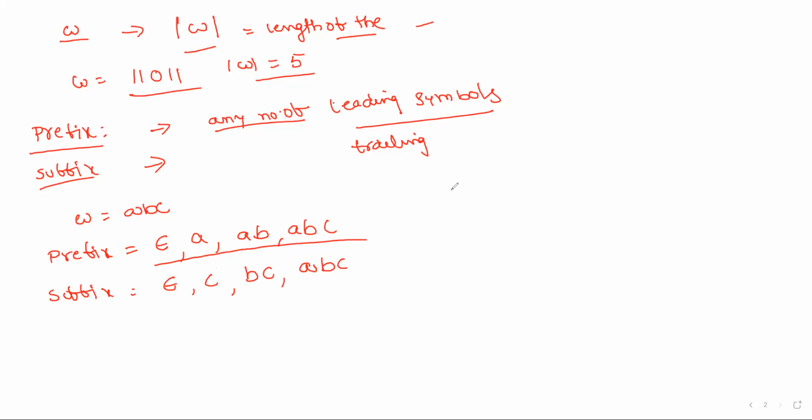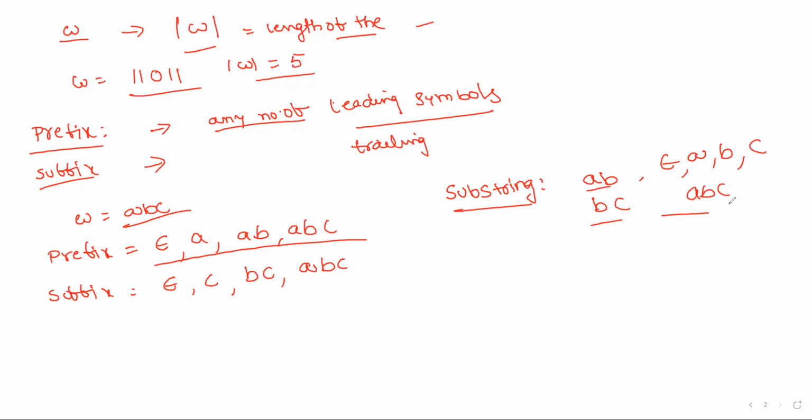Okay. Now we have one more term. That term is substring. What do you mean by substring? Substring means simply any string from the main string. For example, ABC is the original string, AB is a substring, BC is a substring. Along with epsilon, A is a substring, B is a substring, C is a substring, AB, BC, and ABC is also a substring.